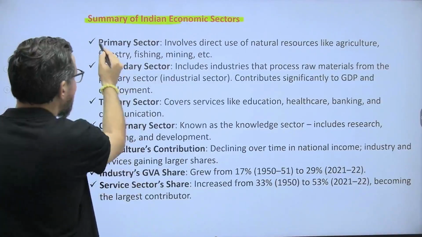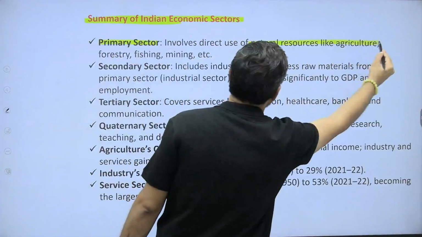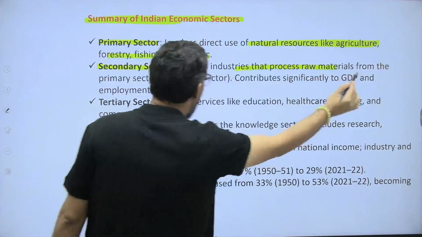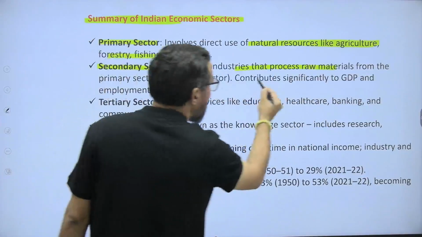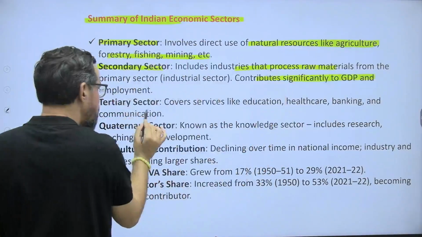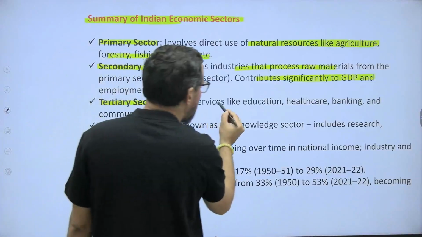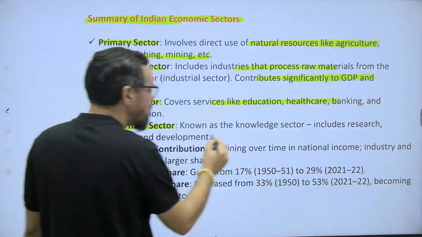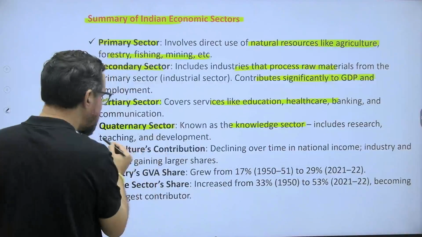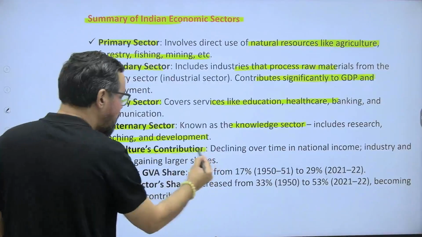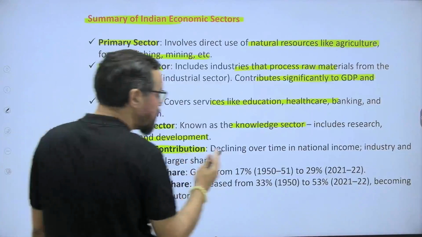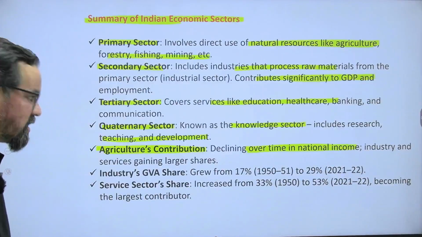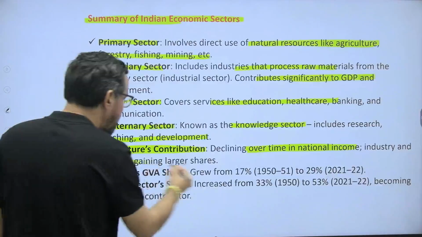So primary sectors involve natural resources like agriculture. These are the areas. Secondary covers manufacturing, using raw materials from the primary sector, and contributes significantly to GDP and employment. Tertiary sectors cover services like education, healthcare, banking, communication. Quaternary sectors, known as the knowledge sector, include research, teaching, development. Agriculture's contribution declines over time in national income. Industry and services are gaining larger scale.